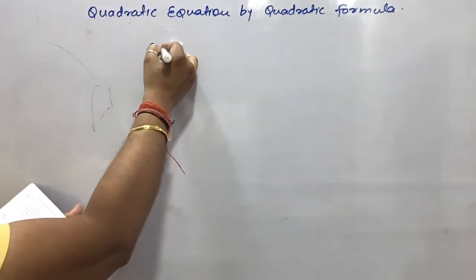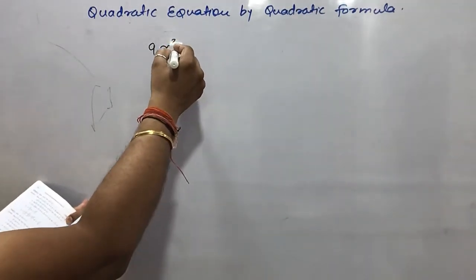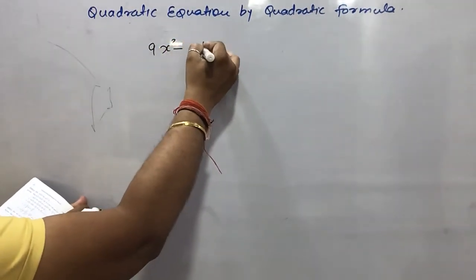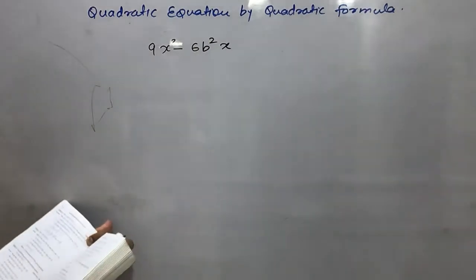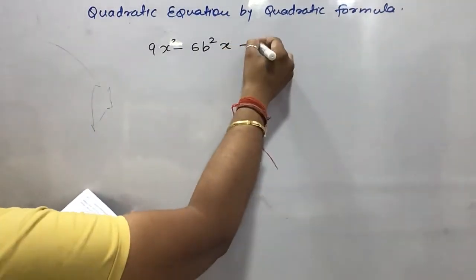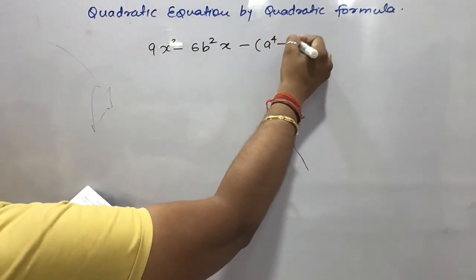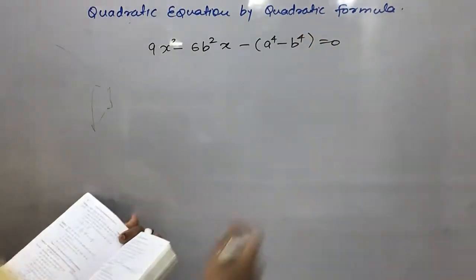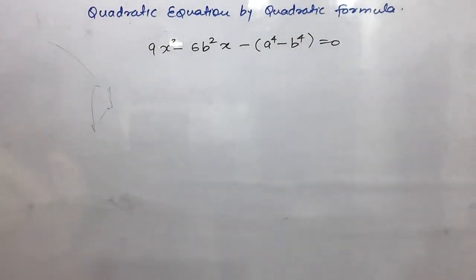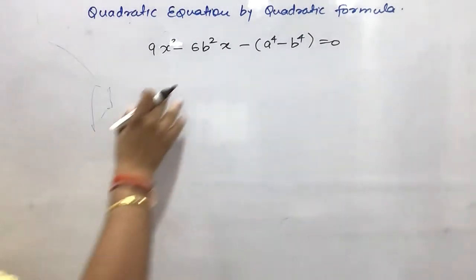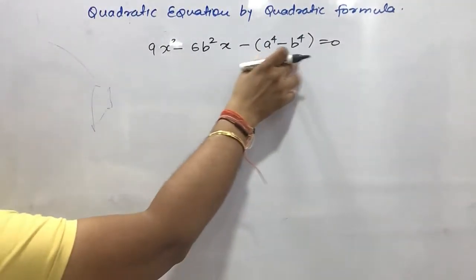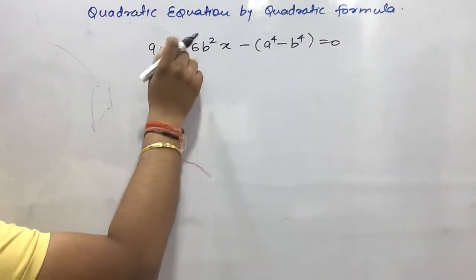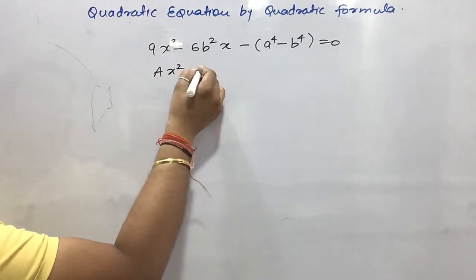The question is 9x square minus 6b square x minus a to the power 4 minus b to the power 4 equals 0, and you have to find the roots by using the quadratic formula. So first of all, we will compare and find the values of a, b, c. Here I am representing the standard equation in this way.